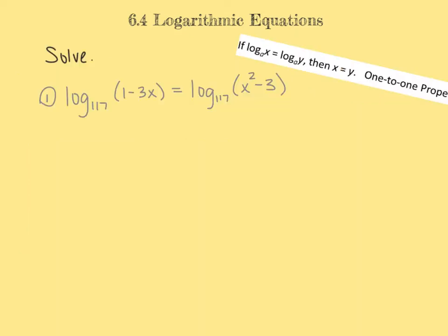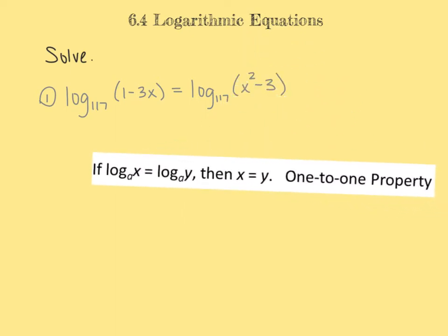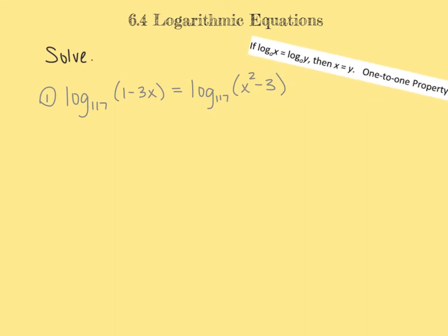Here in number 1, we have a log equal to a log, no extra terms. The bases are the same, base 117, and I put this in here just to show that we're going to be using the one-to-one property. We clearly have log base a of x equals log base a of y here. Here's our x, here's our y. Because we have the same base on both sides, we can essentially drop that and just set what's called technically the arguments. The arguments are just what's on the inside.